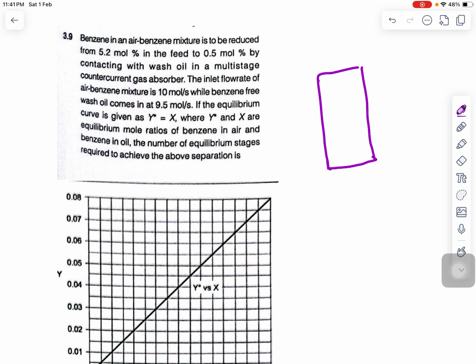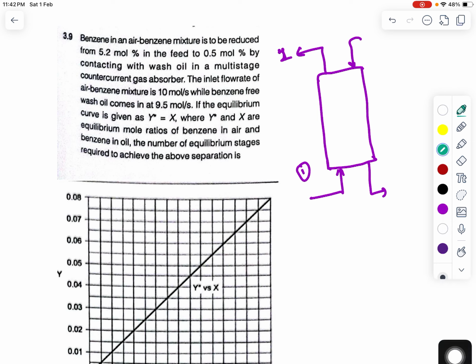Okay, and here you can see that benzene air mixture is being fed to this absorption column. Let's say this one is 1 and this top part is 2. So this is my standard notation when I am solving any questions in absorption.